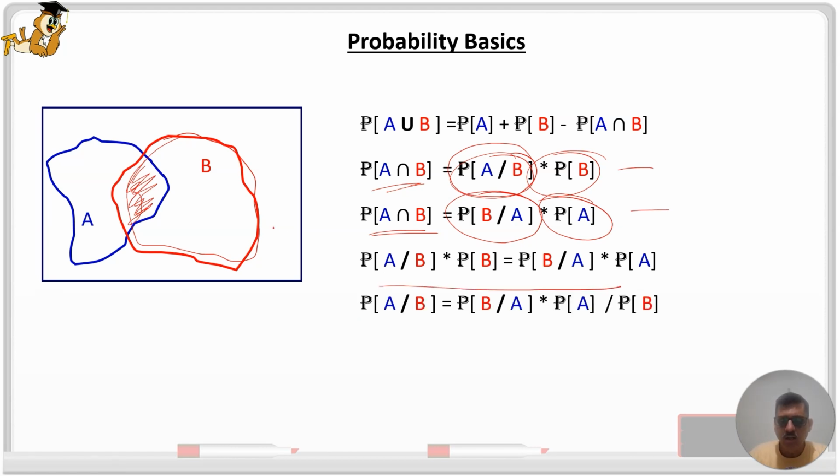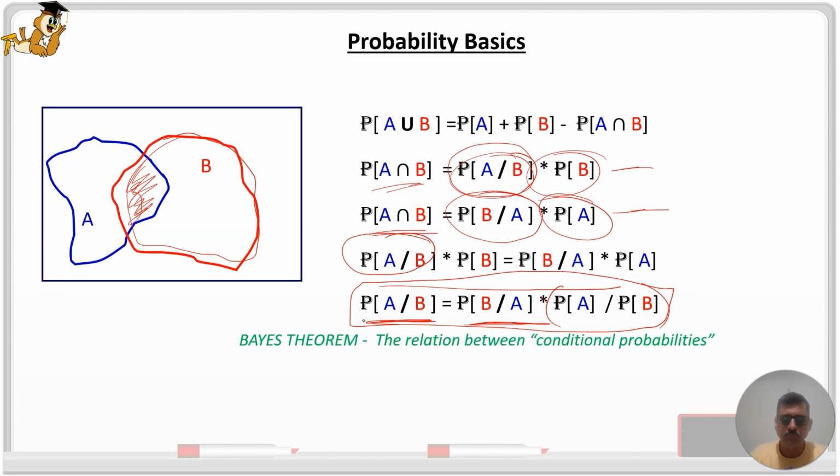Or if you just wanted to look at probability of A given B, you get the equation that probability of A given B is probability of B given A multiplied by the ratio of probability A divided by probability of B. So this is an identity that you are hopefully familiar with. I have just derived it here based on equating the right hand sides of these two equations for intersection of A and B. This is the Bayes theorem.